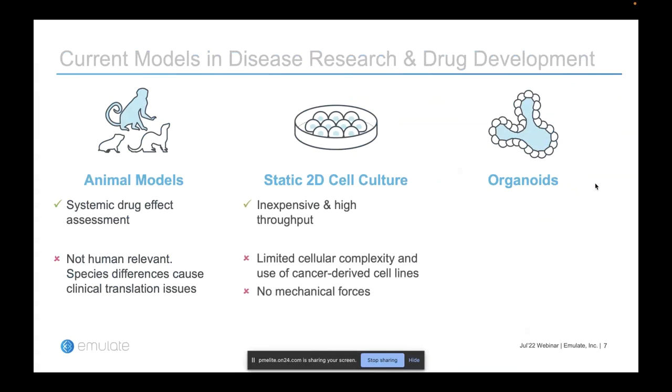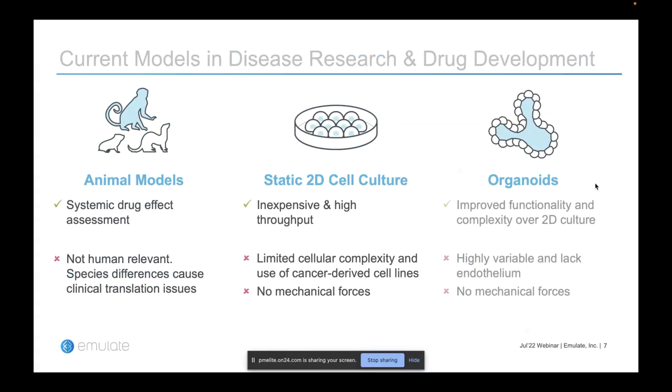Static 2D cell culture, again, another in vitro preclinical technology, is inexpensive. Cells can be propagated. You can look at high throughput screening, so you can look at querying a lot of different pathways at the same time, or even drugging with a lot of different drug candidates at the same time. But we know the downfalls are limited cellular complexity. Often cancer cell lines are used. They don't have that in vivo phenotype or maintain it. And there's no mechanical forces here. So you're dealing with kind of immature models.